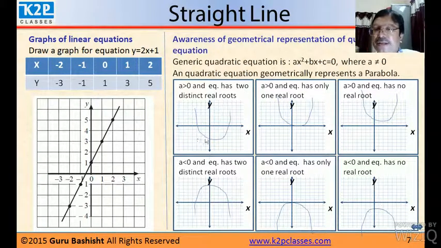That means these quadratic equations have two roots, two solutions. If it touches the x-axis, that means it has only one solution. And if it is neither touching nor cutting, then there is no real solution. Similarly, if a is less than 0, the graph will be downward. But here again this equation has two solutions. Here only one solution because it is touching, and here it is not touching, so there is no solution.